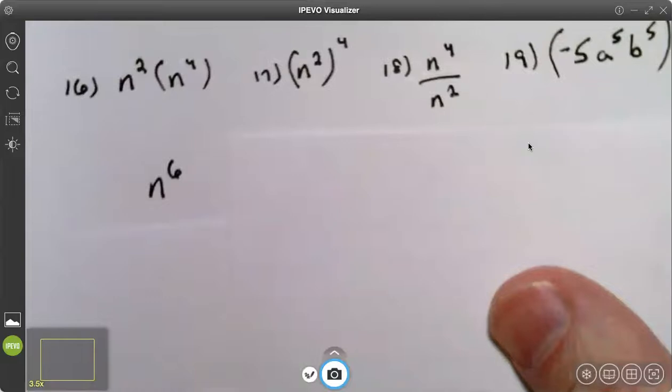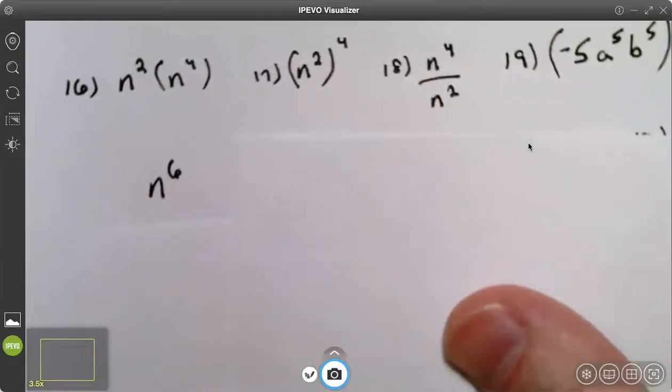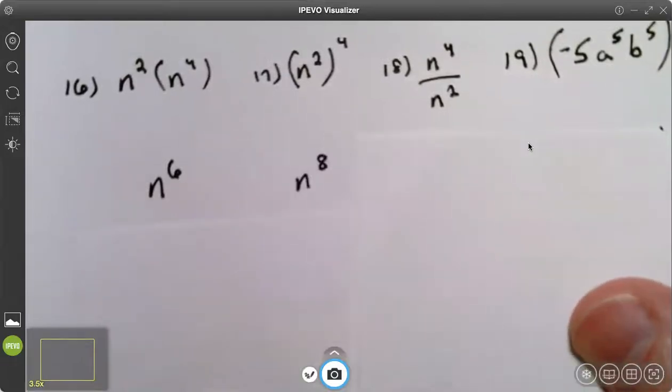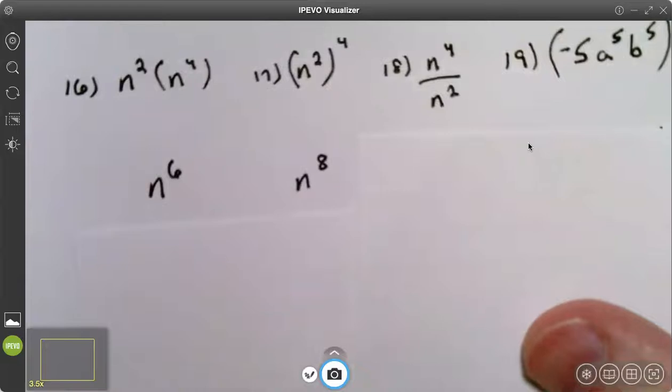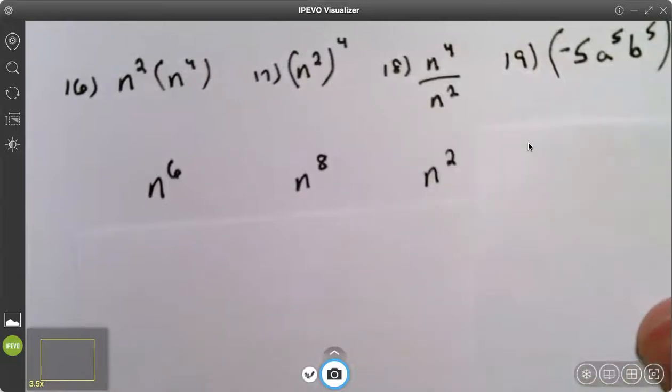Number 17 is a power to a power. When you have a power to a power, you multiply. 4 times 2 is 8. And on my original video, I told why you do that. Number 18. Number 18 is division. When you divide with a common base, you subtract the exponents. 4 minus 2 is 2. Those are a very good review.